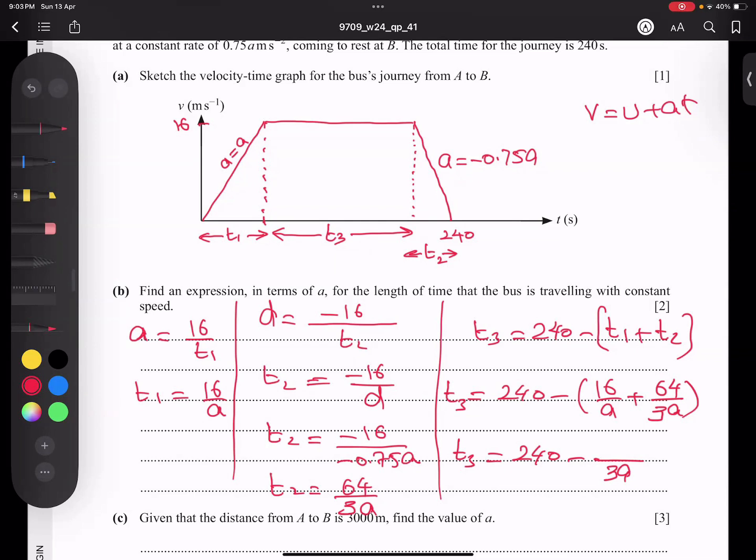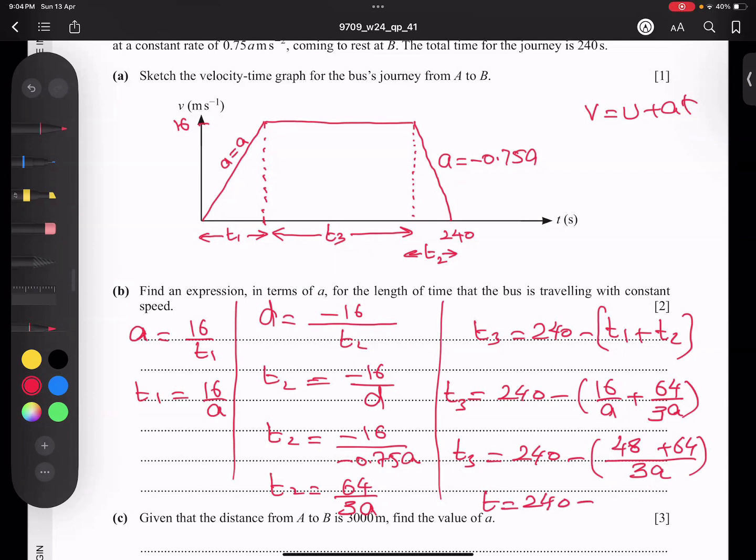Let me show the working, what I'm going to do. I take an LCM 3A. This is 64 as it is. How to make it 3A: into 3 down, into 3 up. And 16 into 3 becomes 48. And finally, I got 240 minus 48 plus 64.